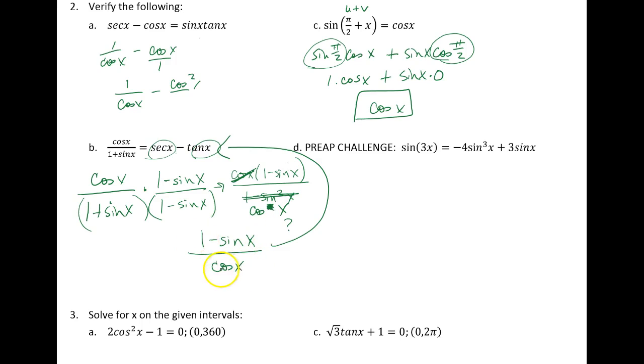Well, I just split it up. You've got a cosine on bottom, so just call this 1 over cosine minus sine over cosine. And now, hopefully, what is 1 over cosine? That's a secant. Sine over cosine's a tangent. And I did it. Yay!